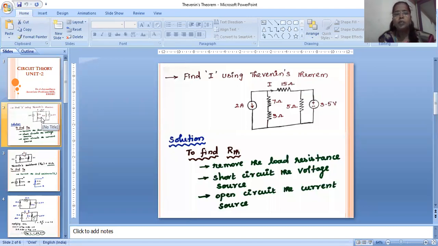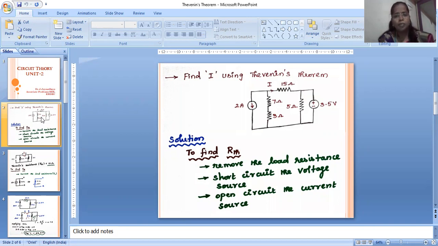You know that if you want to find out a current using Thevenin's theorem, before that you have to calculate two parameters. One is the Thevenin's resistance, another one is the Thevenin's voltage. If you want to find the Thevenin's resistance, there are three things you have to follow. What are the three things? First point, remove or open the load resistance. The load resistance is represented by RL.